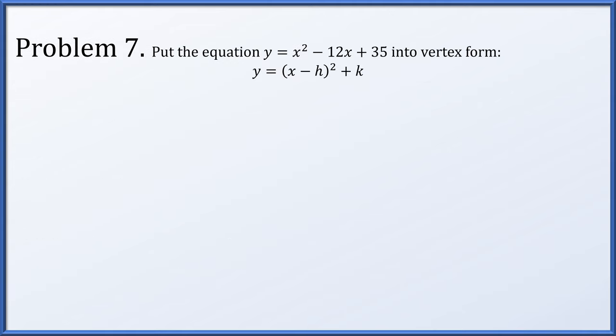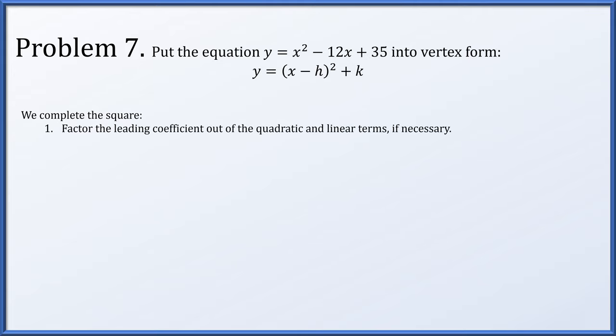Next up, let's put the equation y equals x squared minus 12x plus 35 into vertex form for a parabola. In other words, we want y to be equal to x minus h as a quantity squared plus some constant k. In other words, we need to complete the square. So first, we want to factor the leading coefficient out of the quadratic and linear terms if necessary, but we see that our quadratic term x squared has leading coefficient 1, so there's no factoring to do here.